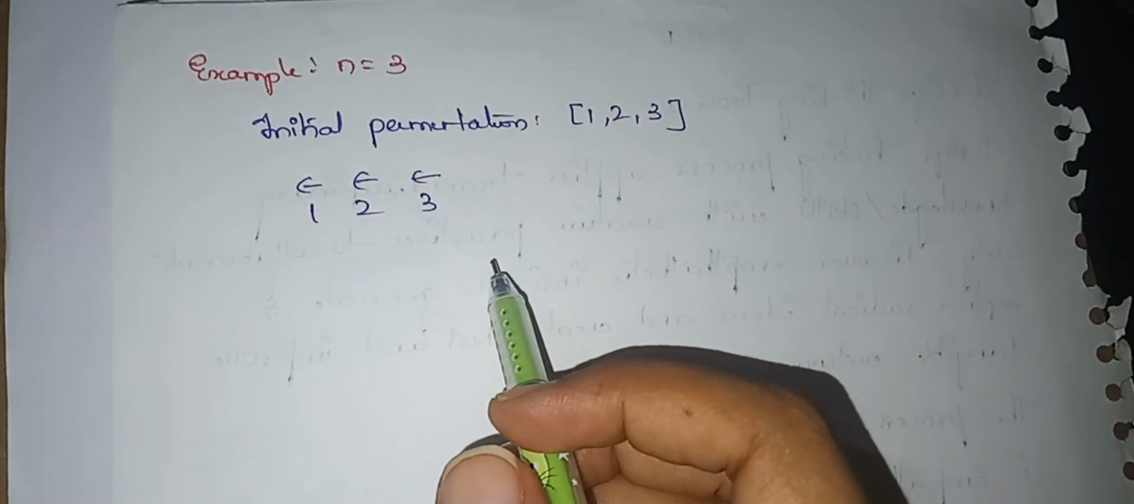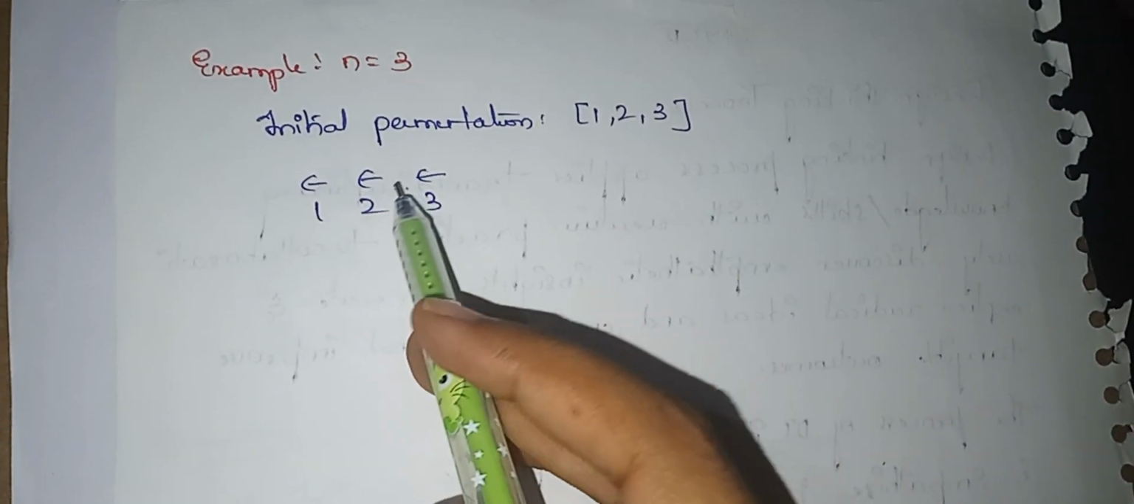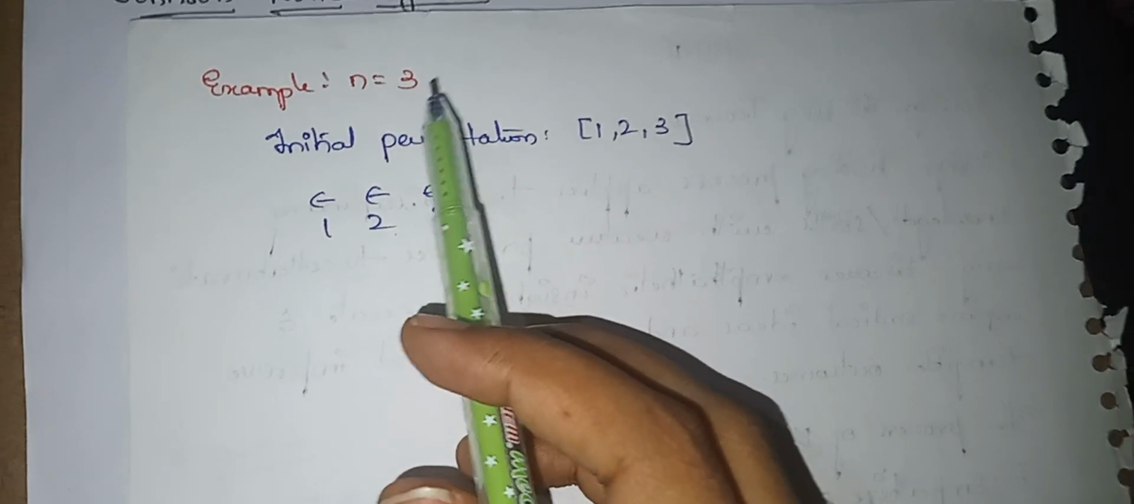Hello viewers. So in the last class we have discussed the Johnson-Trotter algorithm. Now today we'll be looking into an example for it.